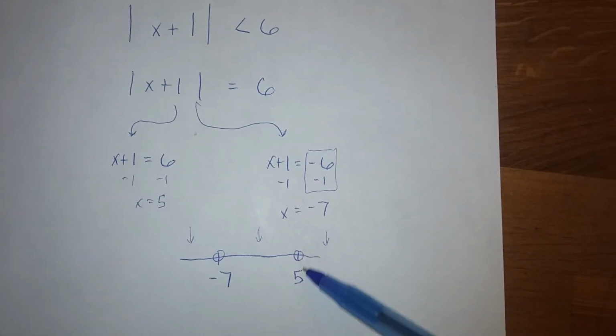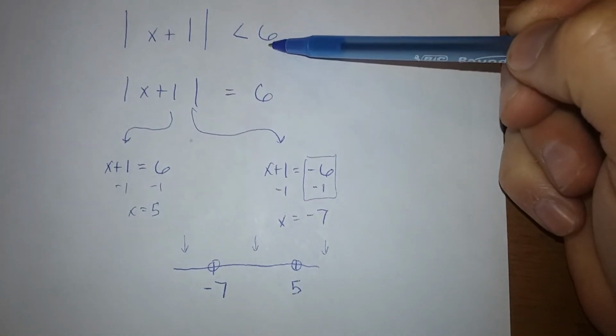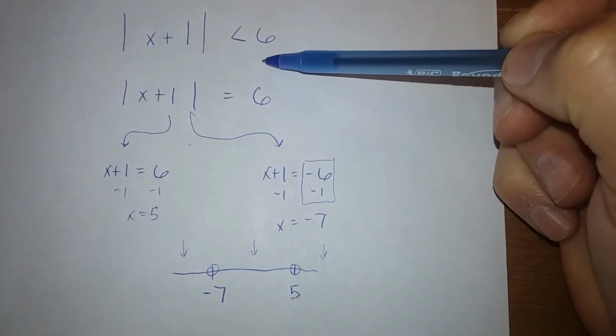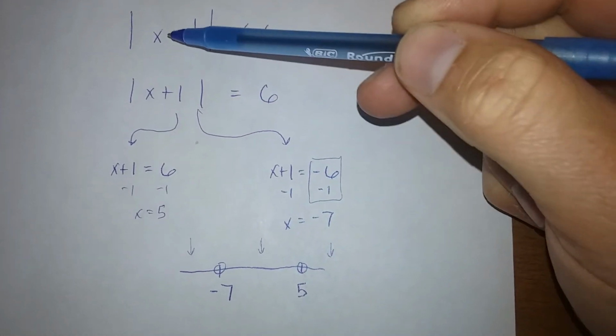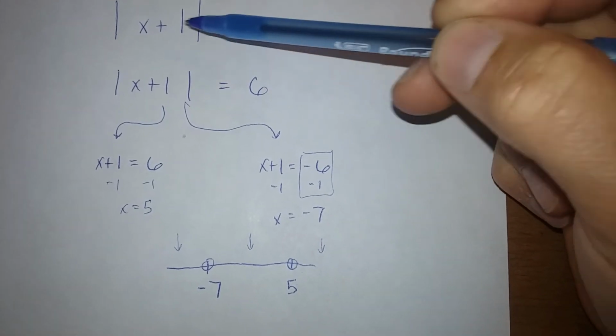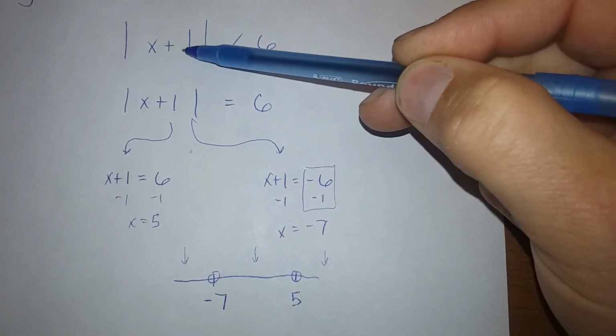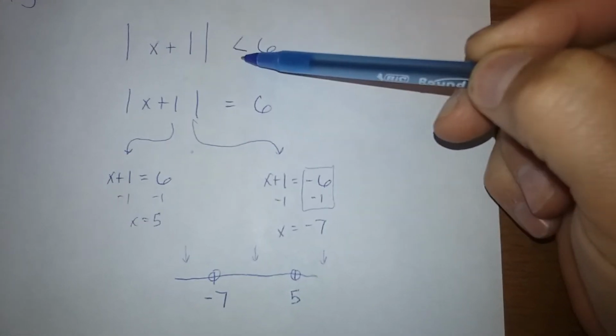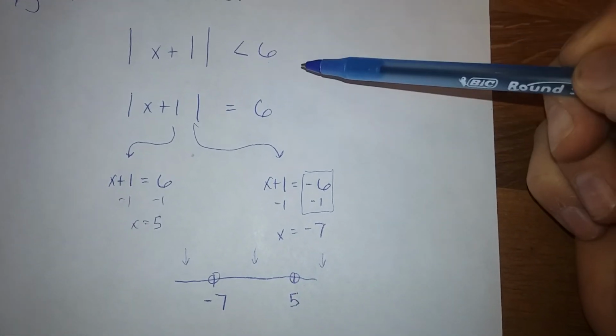So 5, if I plug it in, does not make it less than 6. It makes it exactly 6. So I want all the numbers I can plug in for x that give me an answer that is less than 6. If I plug in a 4 right here, I get 4 plus 1 is 5. 5 is less than 6. That means 4 is an answer.